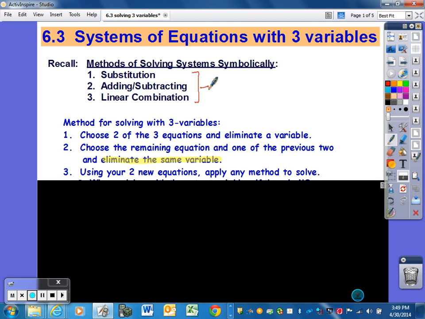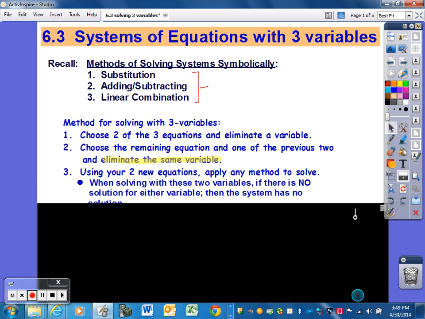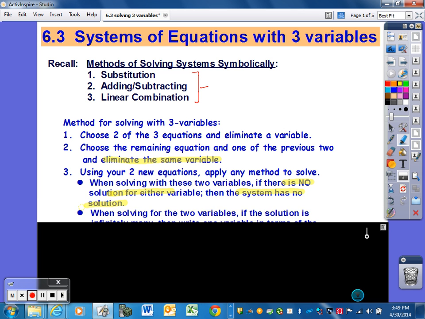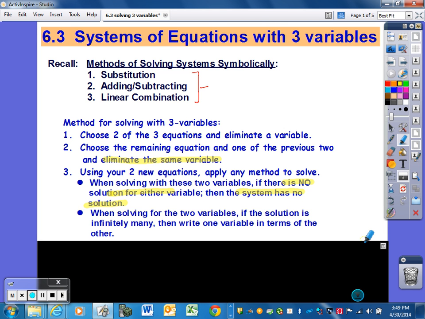And you're going to get one of 3 possibilities. You're going to get variables that have an answer, or you're going to get no solution. And if you end up with 2 variables and no solution for either one of them, then the whole system has no solution. Or you could end up with infinitely many solutions. If this occurs, what will be different compared to algebra 2 is that you will go ahead and write your answer in terms of one of your variables.